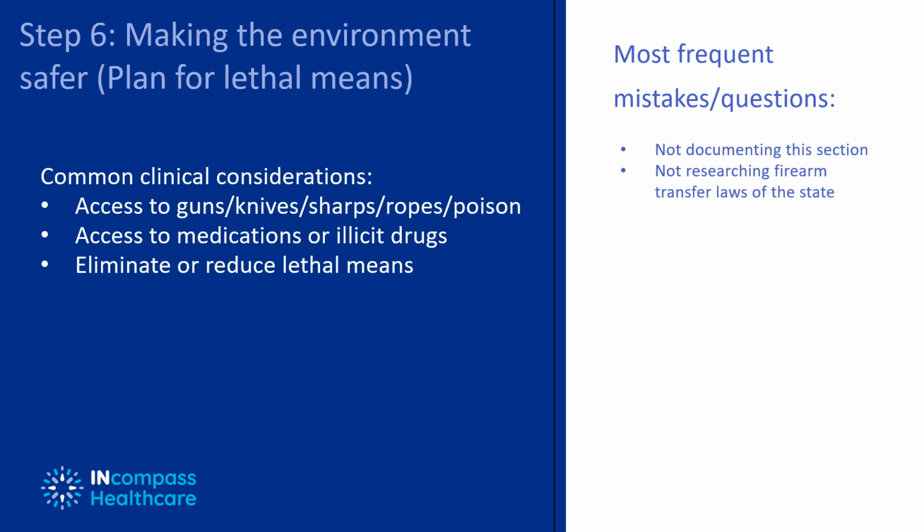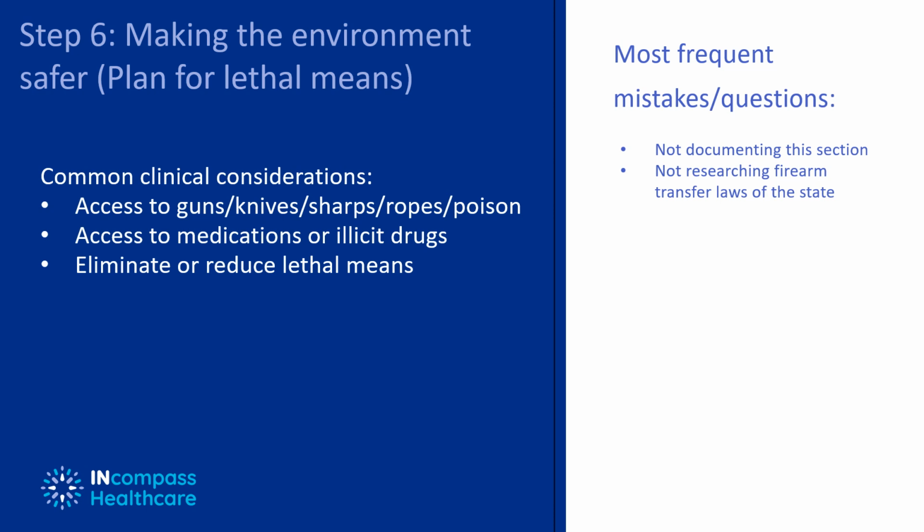Step 6, making the environment safer. So this is the plan for lethal means. Some common clinical considerations that we want to think about are assessing for things like access to guns, knives, sharps, ropes, poison, access to medication or illicit substances, and we want to try to eliminate or reduce lethal means. So some of the things that we see frequently that we don't want to do is not documenting this section.